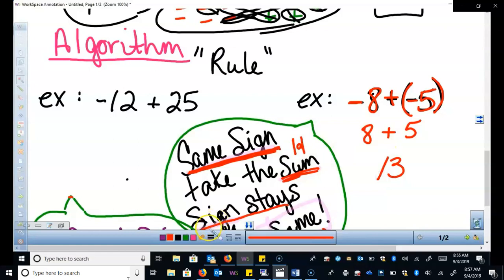Now we deal with the rest of this. It says the sign stays the same, which means they started negative. We're going to finish them negative. Okay? All right.